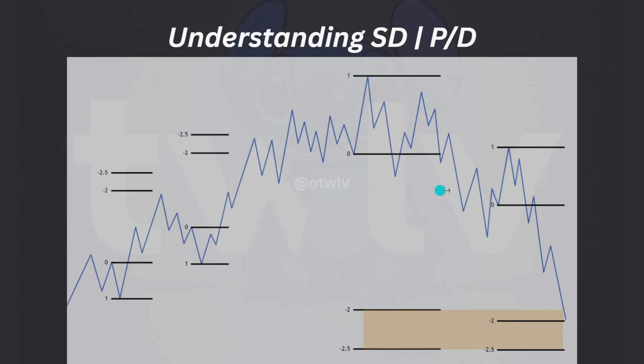Right here, that chart we had from part one. If you haven't watched part one, go watch that, because we talk about this chart. This high, this low, -2 to -2.5, we start consolidating and then continuing higher.